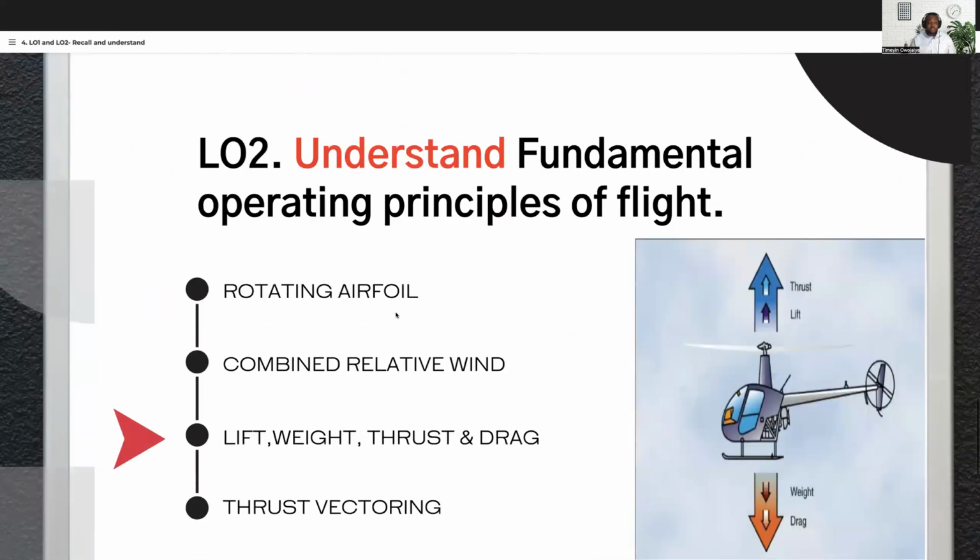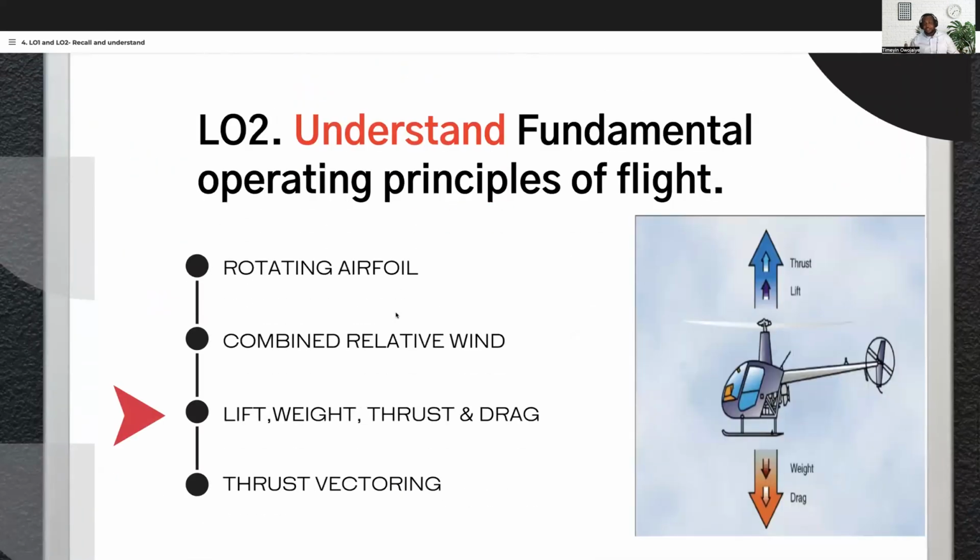The next operating principle is lift, weight, thrust, and drag. In a helicopter, in a hover, that means the aircraft is not moving forward, back, left, or right. It's just hovering. This is quite simple for helicopters to do. Helicopters do this very effectively. In fact, it's quite easy. You raise the collective, and this changes the pitch of all the blades simultaneously. Quite easy to figure out.